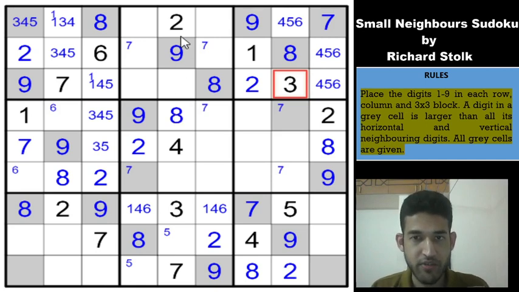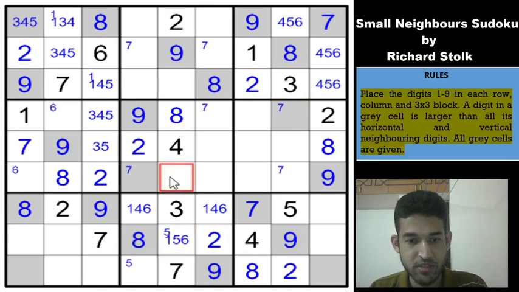Let us look at column 5. 2, 9, 4, 8, 3, 7, right? So remaining must be 1, 5, 6. This must be a 1, 5, 6. And this must be a 1, 5 and a 6.